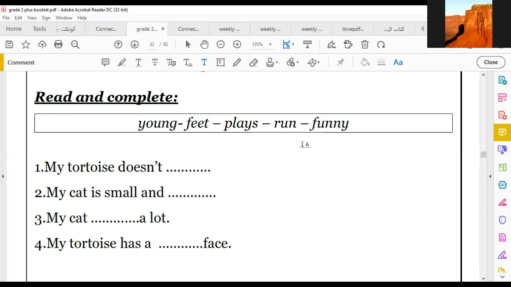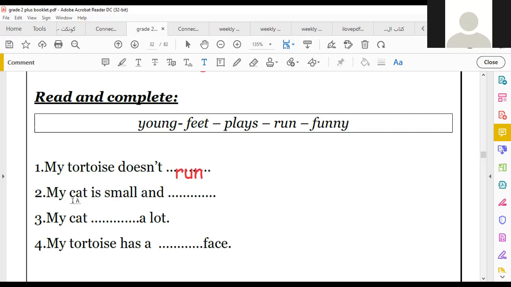Yes. The tortoise is very slow, Sifidin. It can't run. I think you should think about the word run. So, which word? Doesn't play or doesn't run? Doesn't run? Excellent, Sifidin. Well done. Doesn't run. Thank you. Yusuf Haysen.